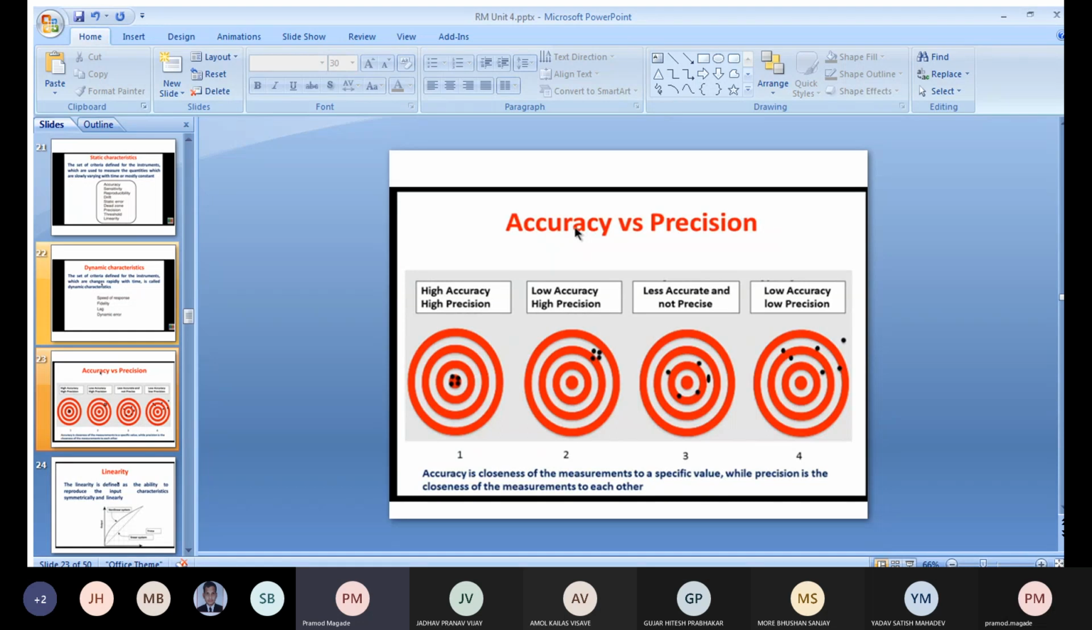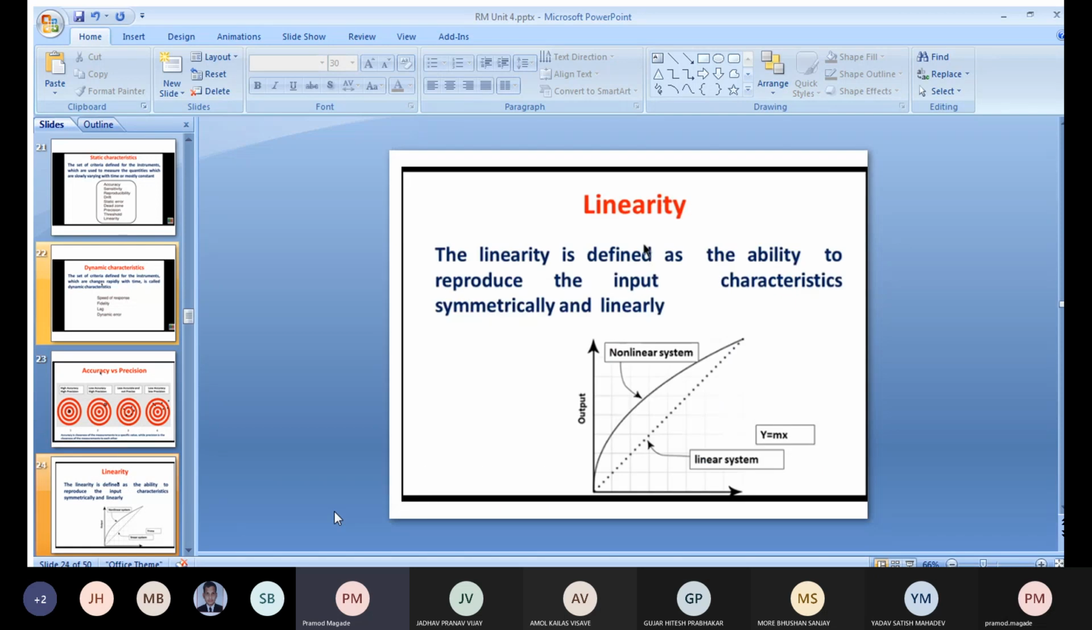Tell me when you are done. Done, sir. Okay, so this is about the first parameter. In that you can write any example, or this example is also valid. The second parameter in the static characteristics is linearity.